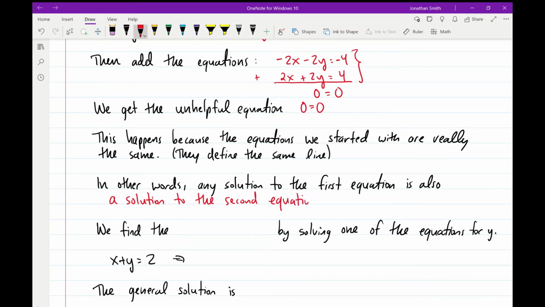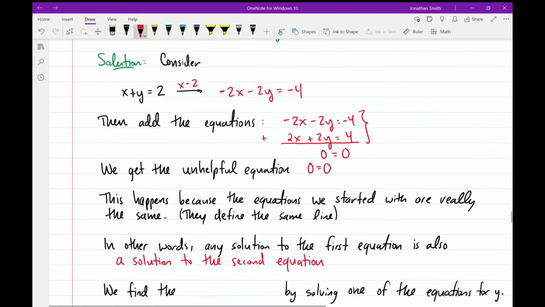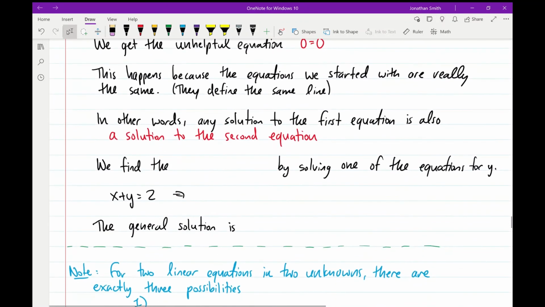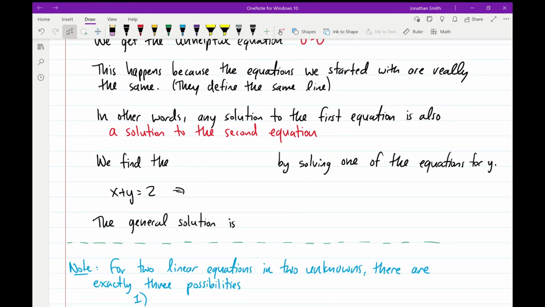So any tuple (x, y) that happens to lie on the first line has to lie on the second line as well, because these two equations define the same line. Okay, so we find the general solution in this case, that we have an infinite number, by solving one of the equations for y. It doesn't matter which one we pick, but x plus y equals 2 is a little bit simpler. So we solve for y then, and we get y is equal to 2 minus x.